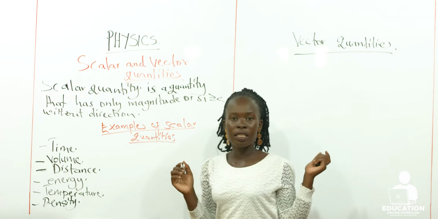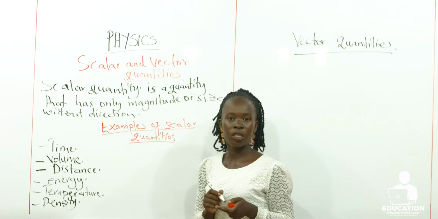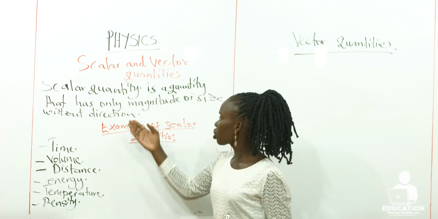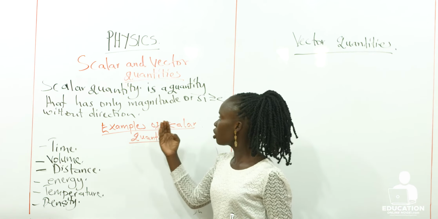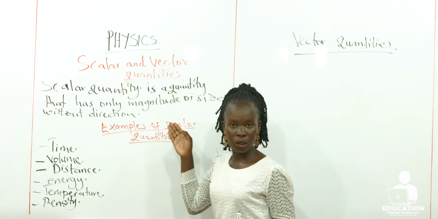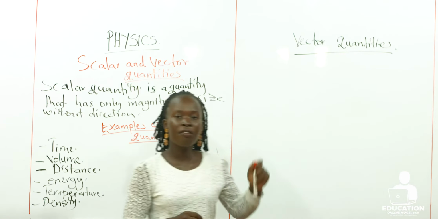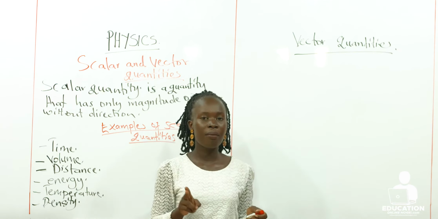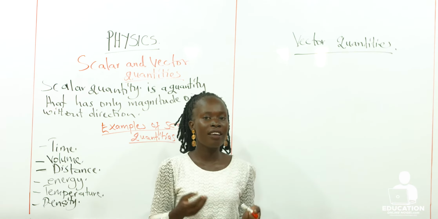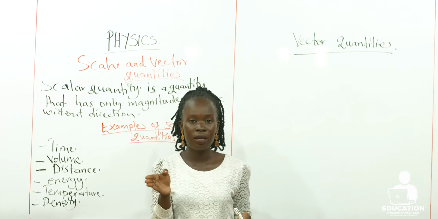Defining vector quantity just comes as the opposite of the scalar quantity. If you look at the definition of a scalar quantity, they are saying it's a quantity that has only magnitude. It doesn't have direction. That means that our vector quantity has both direction and magnitude. So it has the size and it has a specific direction it is taking.